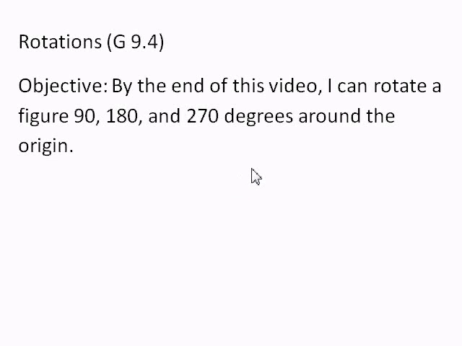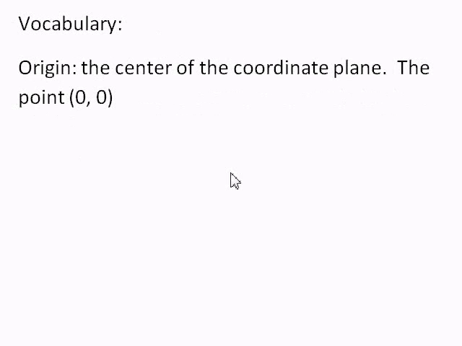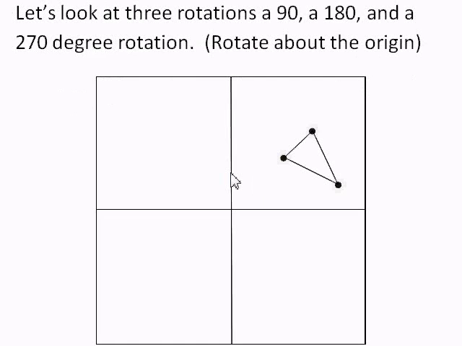Hello, welcome back. Today we're going to be talking about rotations, and by the end of this video you should be able to rotate a figure 90 degrees, 180 degrees, and 270 degrees around the origin. We've got one vocabulary word to look at, and that word is the origin. The origin is the center of the coordinate plane, which is the point 0, 0. Let's take a look at three rotations, a 90 degree, 180 degree, and a 270 degree rotation.